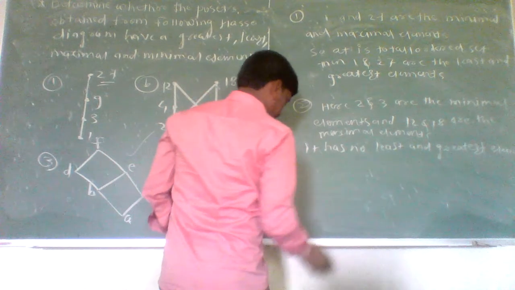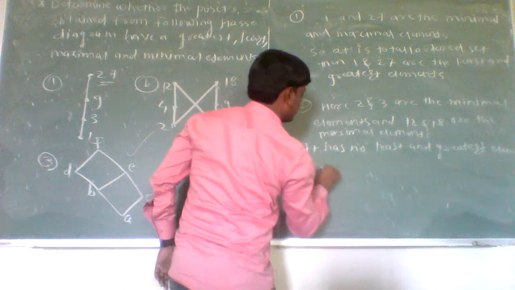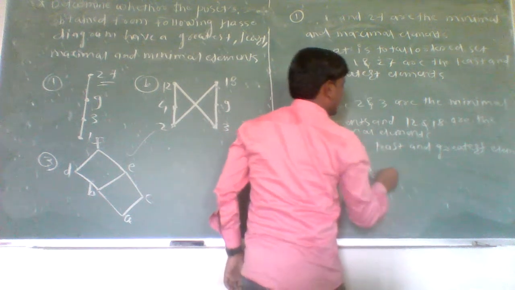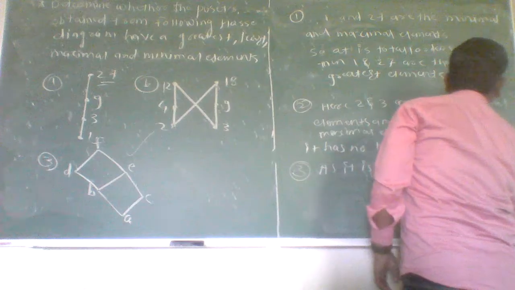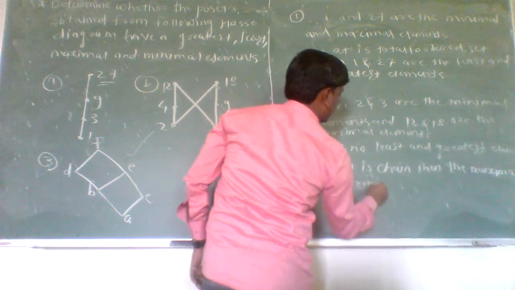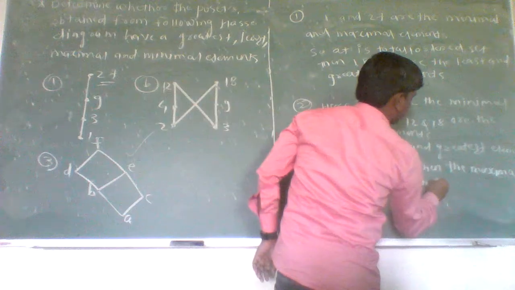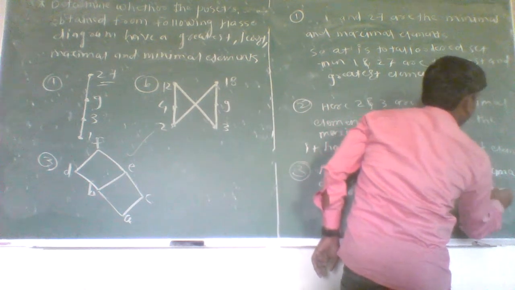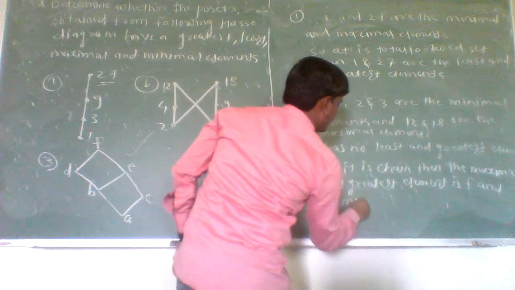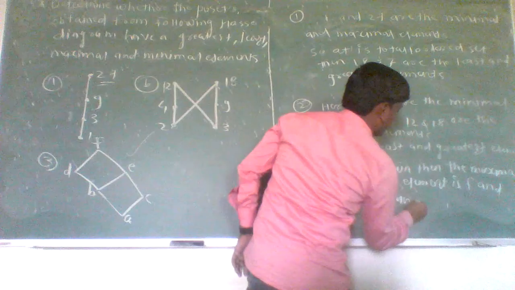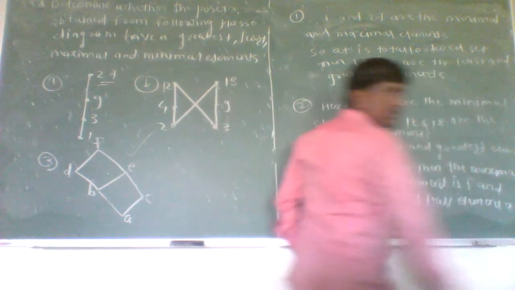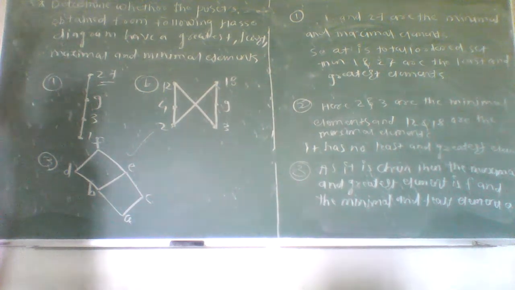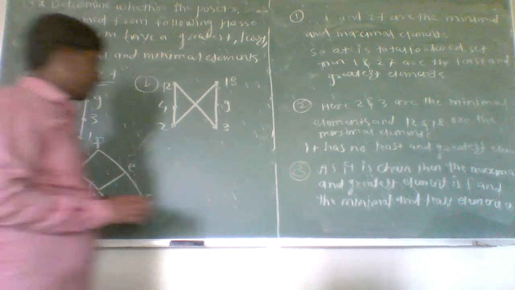So, as it is a totally ordered set, that is a chain, then the maximal and greatest element is F. And the minimal and least element is A. So, in this way, we can find out the least element, maximal element, greatest element, and minimal element from a Hasse diagram also. Okay.